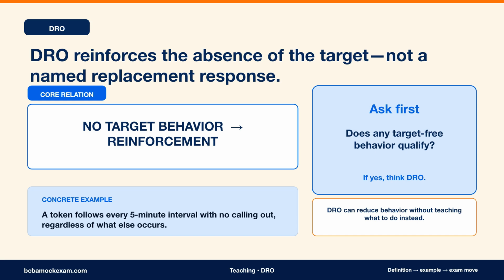DRO makes reinforcement contingent on the target behavior being absent under a stated criterion. No particular alternative has to occur. A token after 5 minutes with no calling out is DRO, whether the learner is writing, listening, or sitting quietly. That flexibility also means DRO does not automatically teach a replacement skill.